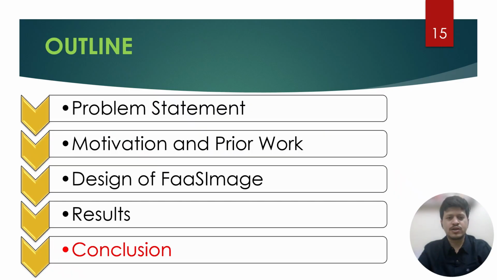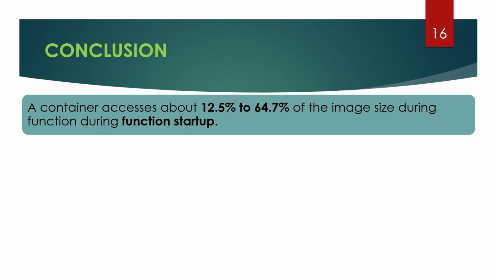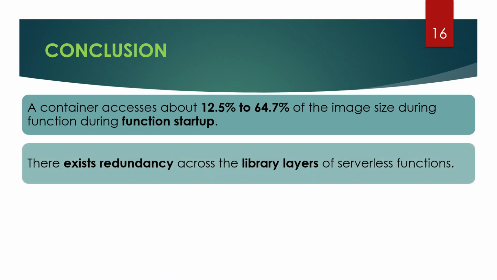Now let us conclude our paper. The paper makes the following key observations. The first is that a container accesses only a subset of its image during the startup and execution phases. And we observe that there exists a significant redundancy between the library layers of the function images, which has motivated us to have a shared library across the function images.